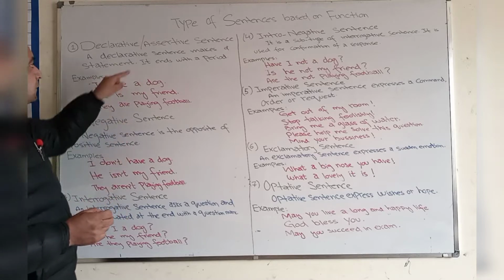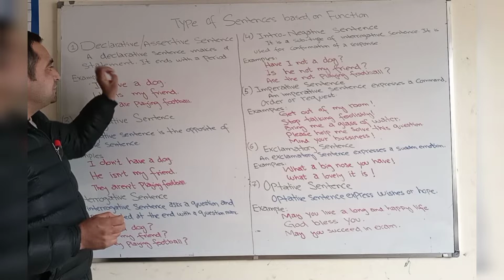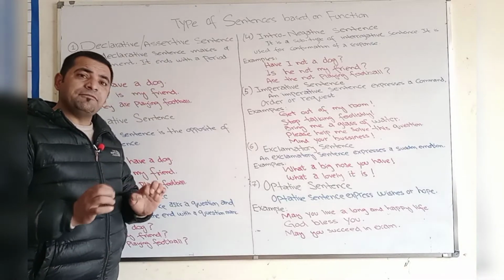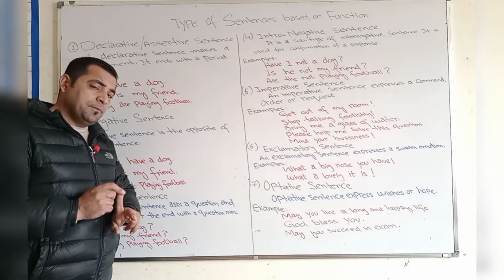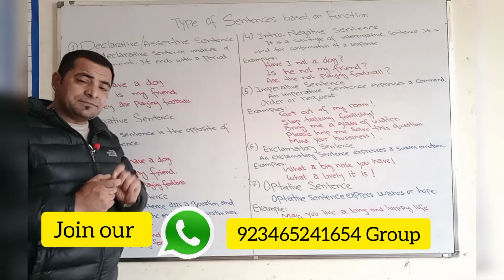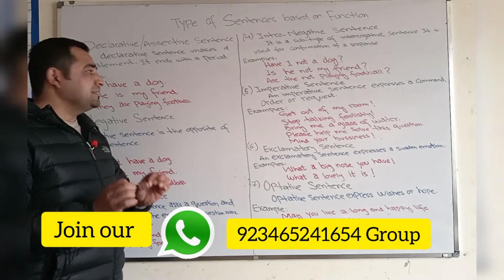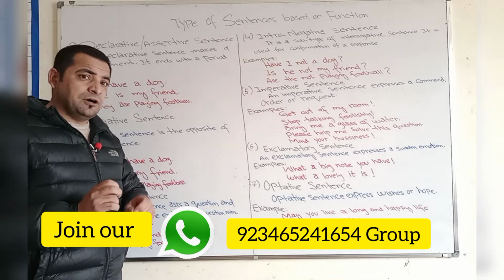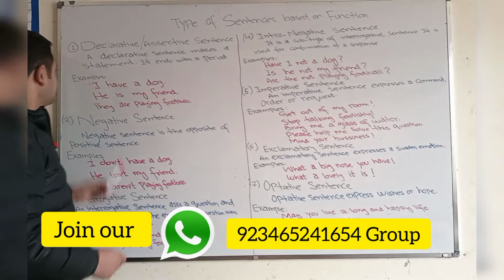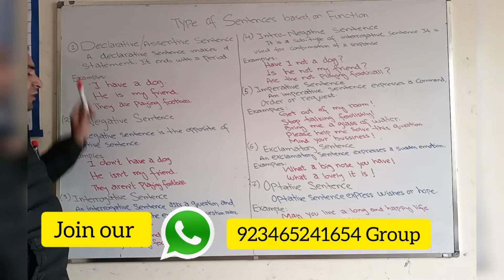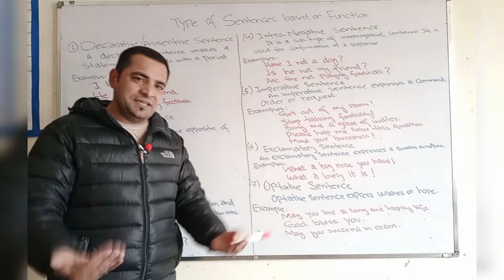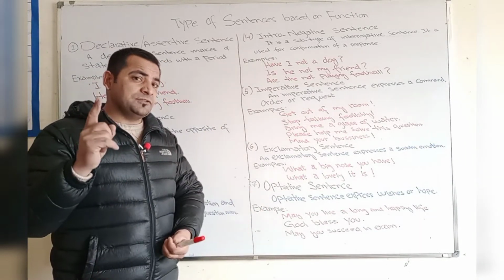Secondly, you need to remember that a declarative or an assertive sentence ends with a period or a full stop. Two things are very important regarding an assertive or declarative sentence: that it makes a statement, and secondly, it ends with a full stop, with a period. Let's look at some example sentences. I have a dog. When I say I have a dog, I am making a statement that I have a dog.